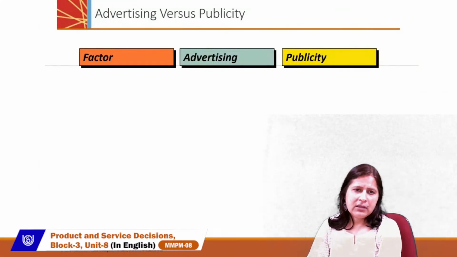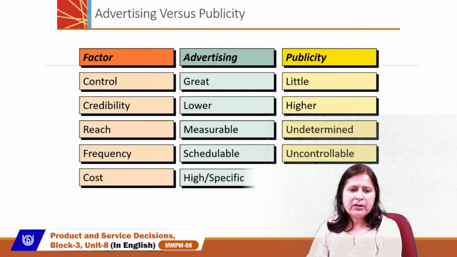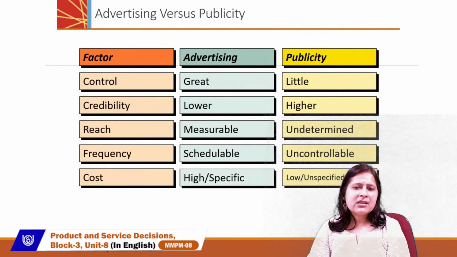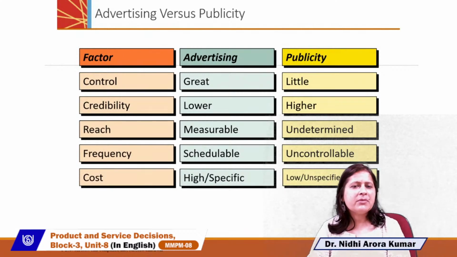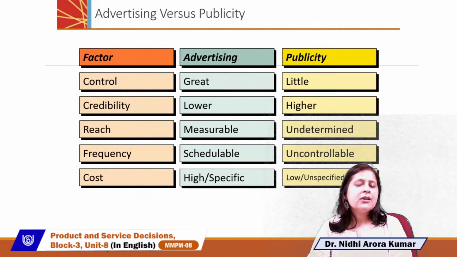See, there is a difference between advertising and publicity. What is the difference between advertising and publicity? Like control. In advertising, you have a greater control, while in publicity, you have little control. Credibility of advertising is lower, and publicity is higher, right? And reach in advertising is measurable, and in publicity is undetermined. Frequency is scheduled, and in publicity is uncontrollable, and cost is high, and in publicity it is low and unspecified.